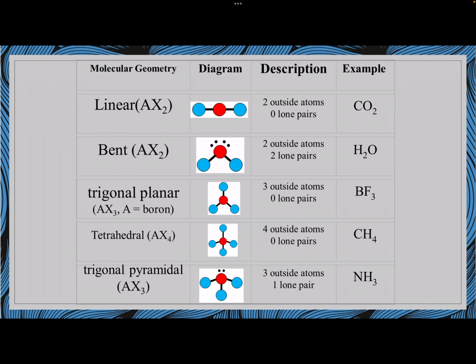Now some examples. CO2 is a nice linear one. H2O is bent. Boron trifluoride is our trigonal planar example. Remember, boron can have 6 electrons in its outer shell, so it's pretty happy doing that. The tetrahedral ones are something like methane or tetrachloromethane. And trigonal pyramidal is NH3, so we have 3 bonds to the hydrogens and a lone pair of electrons left over.